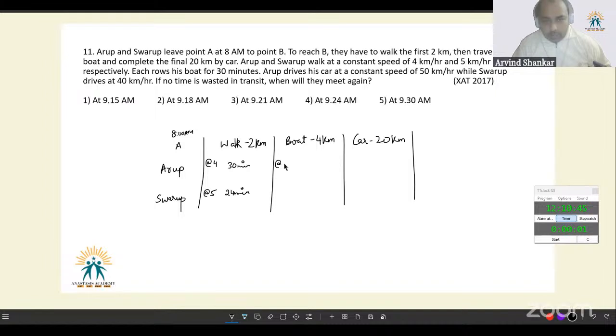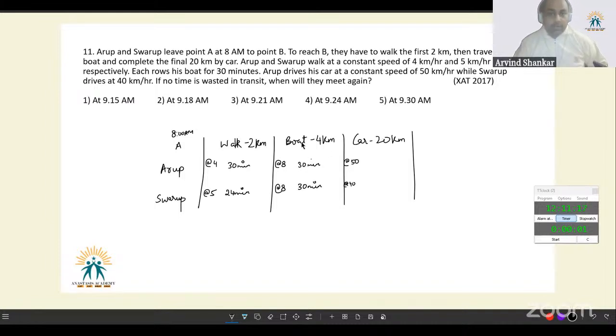So I can also conclude they row their boat at the rate of 8 and they take 30 minutes each. Okay. Arup drives his car at a constant speed of 50 kilometers per hour, while Swaroop drives at 40 kilometers per hour. If no time is wasted in transit, when will they meet?